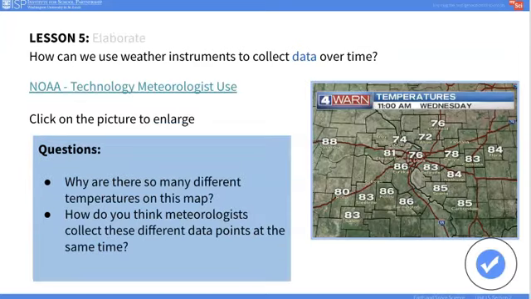In the Elaborate portion of this lesson, students will analyze a weather map and discuss why the St. Louis region can see such a variety of temperatures at different locations. Students will also consider the tools that are used to collect data at various locations in the region.